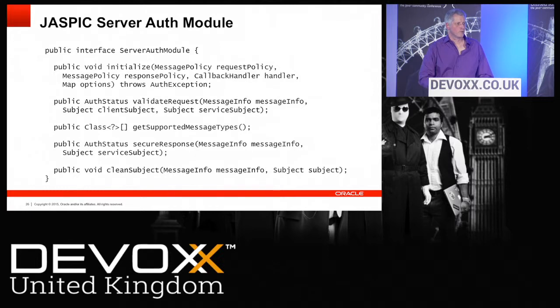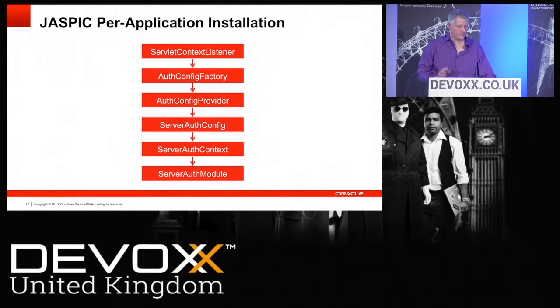So now you think, why haven't I ever heard of this? Why have only 2 people who happen to be involved heavily in EE known about this stuff? And the reason why is this. To use JASPIC in an application, you have to define 6 classes. You have to create a servlet context listener, an auth config factory, an auth config provider, a server auth config object, a server auth context object, and eventually create a server auth module. 6 classes. There's no way around it within the application.